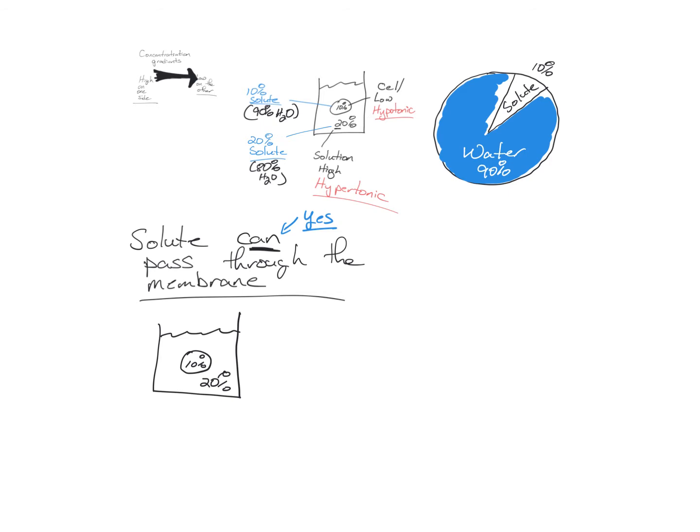Wouldn't the concentration change? Yeah, the concentration of solute would change, and the solute's going to go from high to low. So that's easy. It's going to go in high to low until it reaches dynamic equilibrium, and what you'll get is something in between 10 and 20. I'll just make up a number and say it's 15 on both sides. Till they're equal.